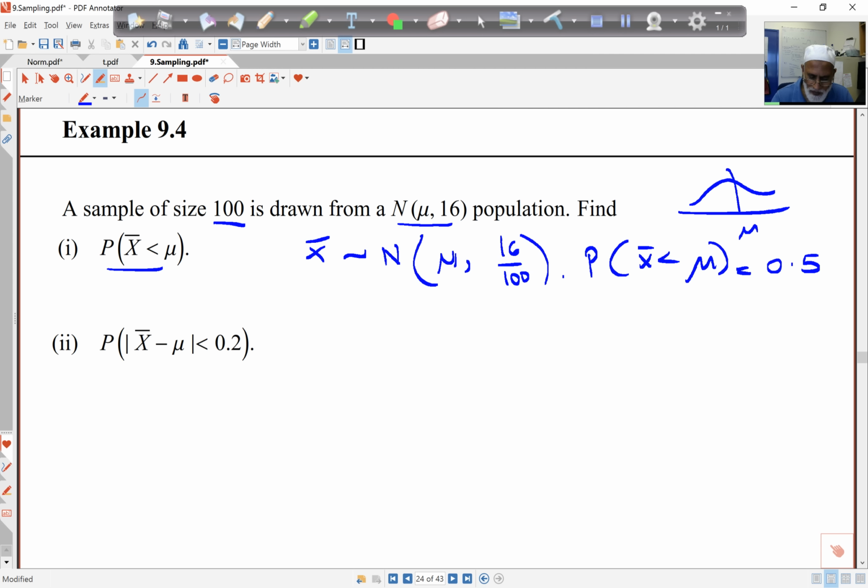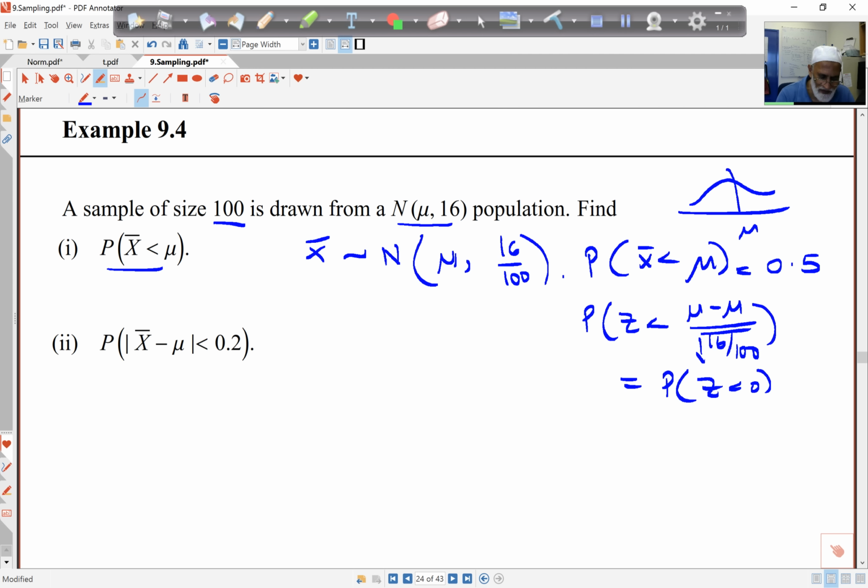But you can work it out if you wish, because if I go further here, that becomes Z is less than mu minus the mean, which is mu, over the square root of 16 on 100 if you wish. Take the square root of that. That simply is probability of Z less than 0, and we know that Z is symmetric around 0, so below is 0.5. But I can see very clearly, because X bar has mean mu, being below the mean will be exactly 0.5.